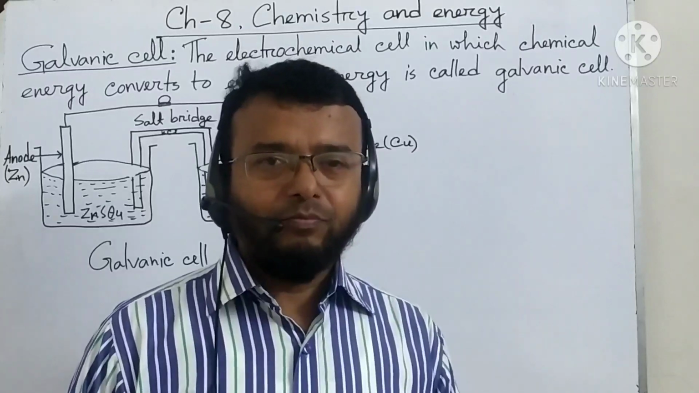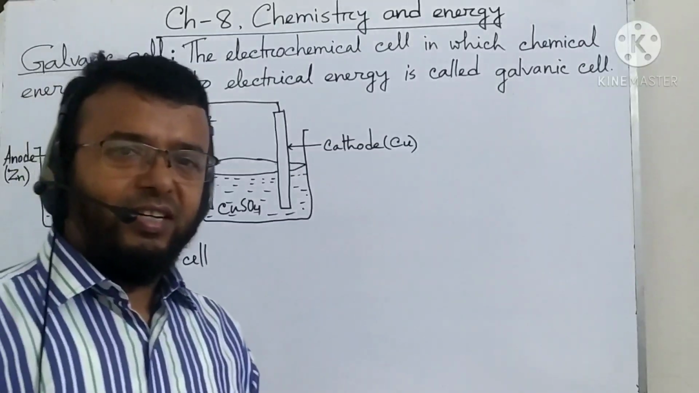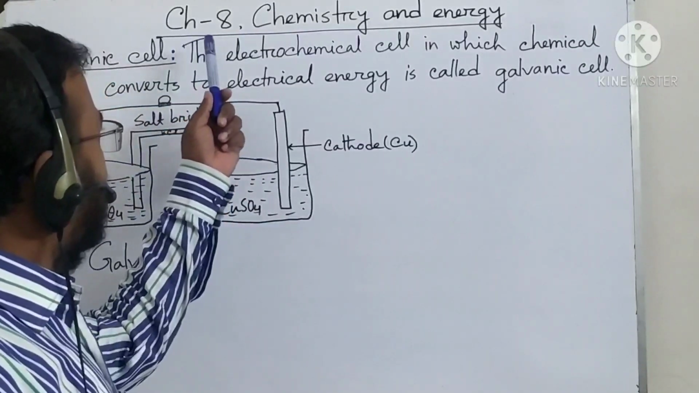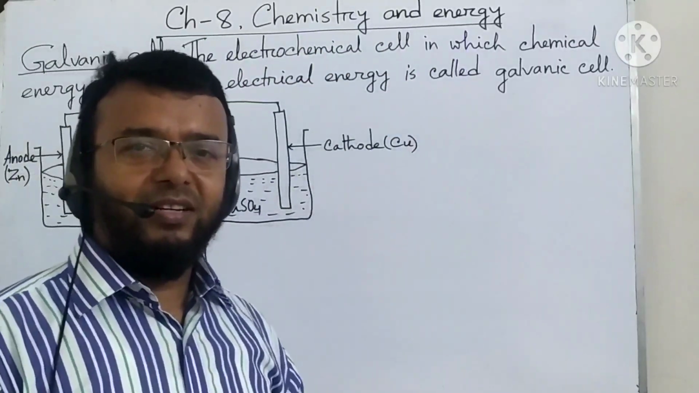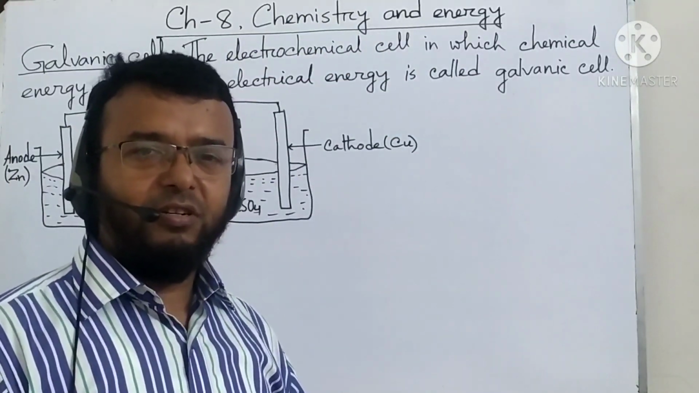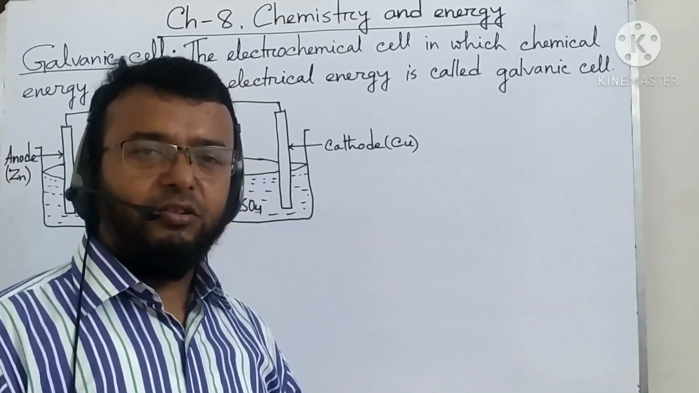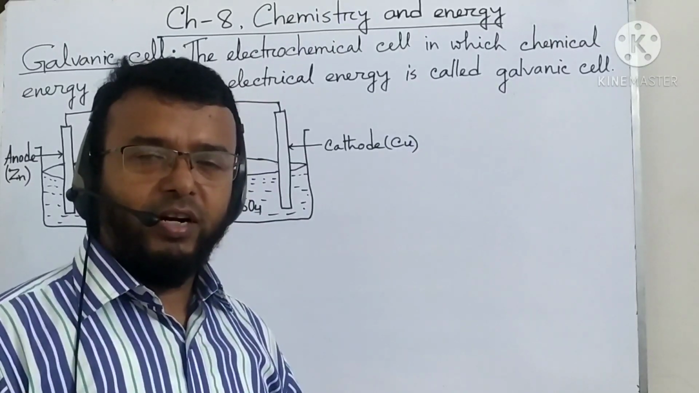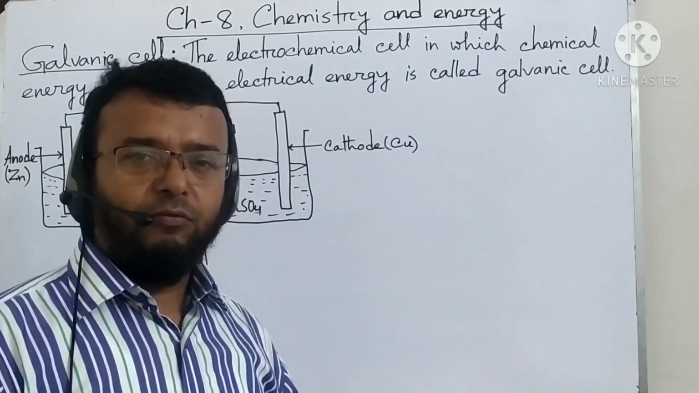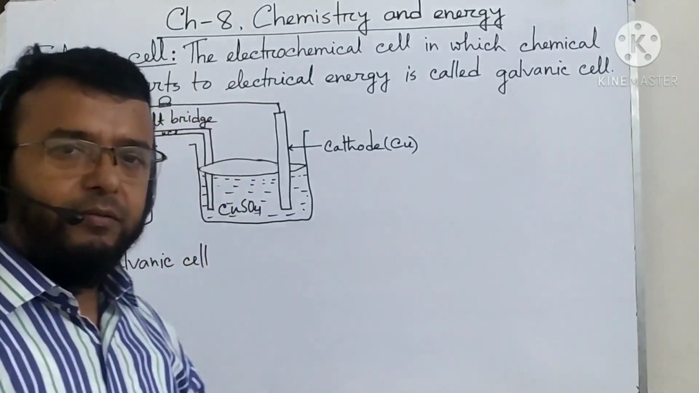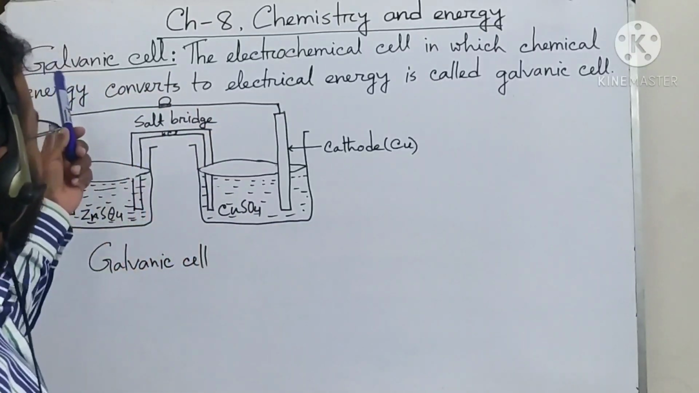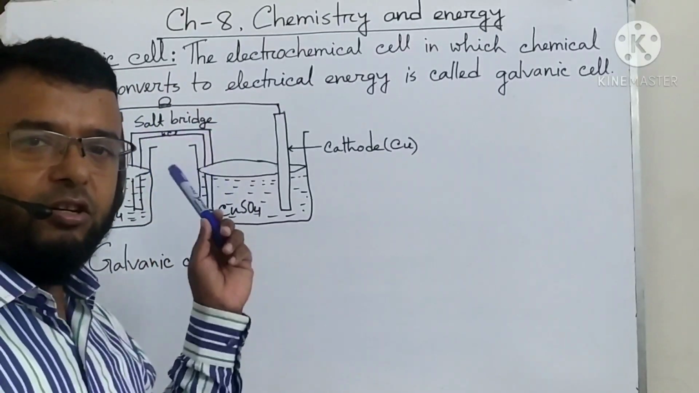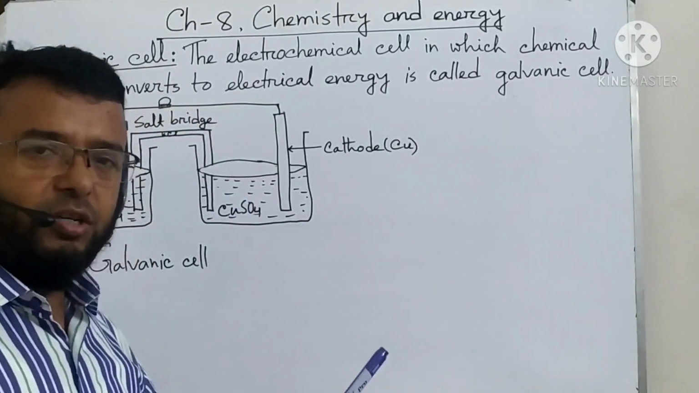Okay, now today we will discuss chemistry chapter 8. The name of the chapter is chemistry and energy. In the previous class also we have discussed this chapter. We have discussed the electrolysis of sodium chloride, electrolysis of water and more topics. Okay, now today we will discuss the galvanic cell. It is also a very important topic of this chapter.